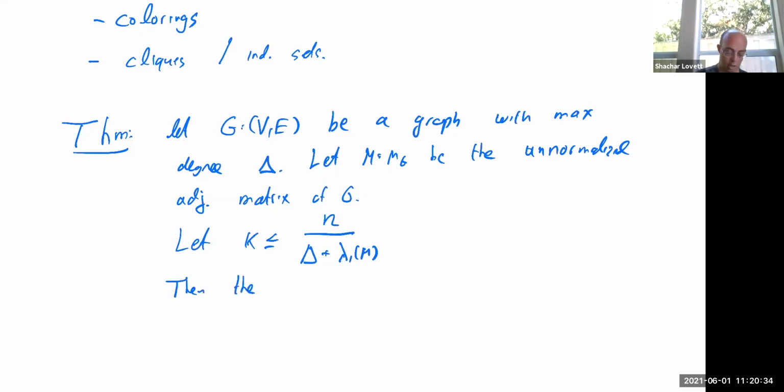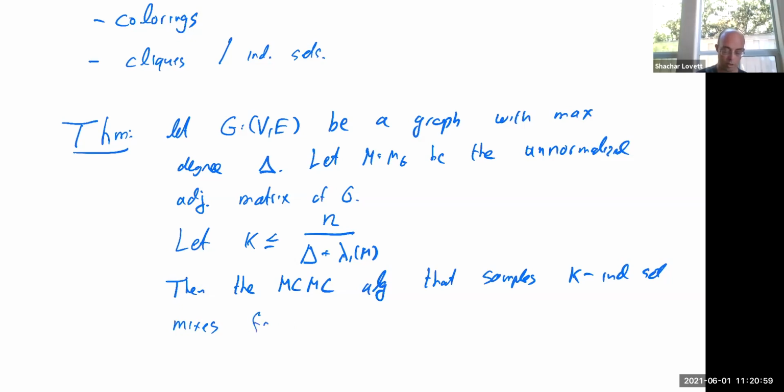Then the MC algorithm that samples K independent sets, so independent sets with K nodes, mixes fast. Let me just write "mixes fast" for now, then we will see the actual bounds later. So in time polynomial in all the parameters we care about, so n and 1 over epsilon.